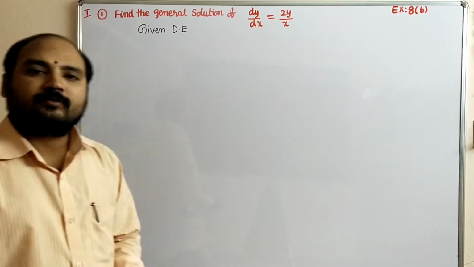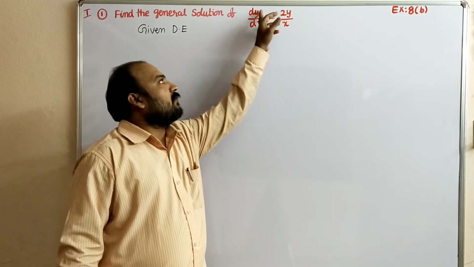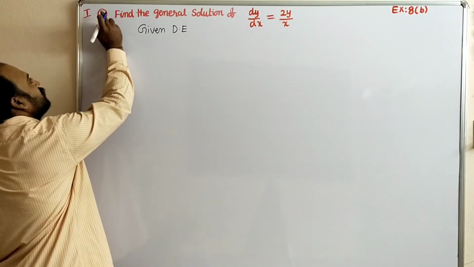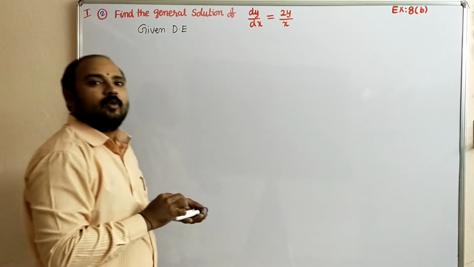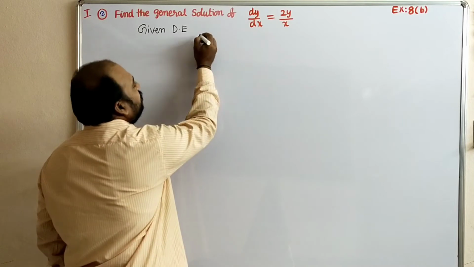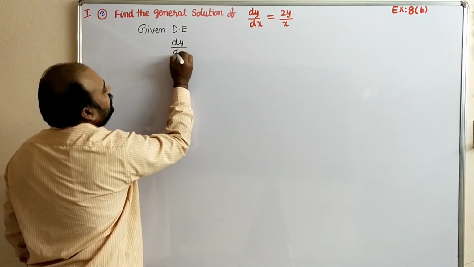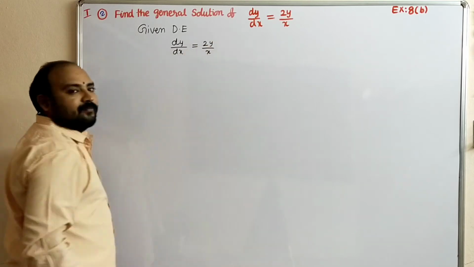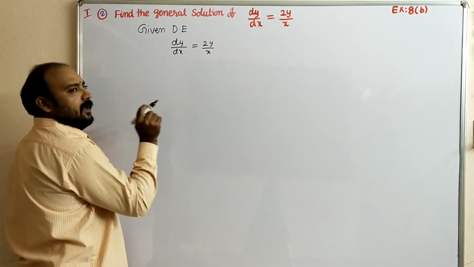The next question. Find the general solution of dy by dx equal to 2y by x. This is the second question. So first you have to write the given differential equation. Dy by dx is equal to 2y by x. After that, separate the variables y and x.